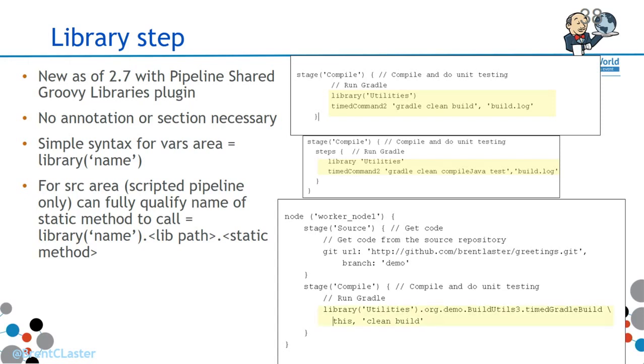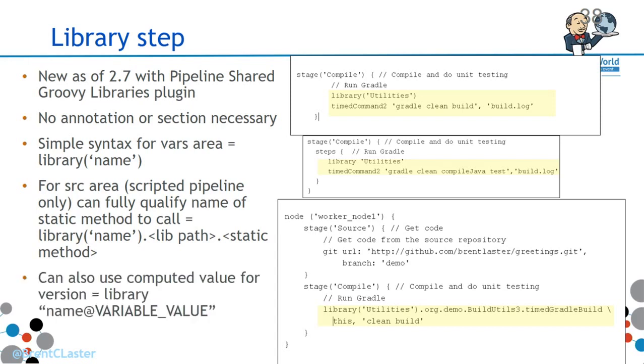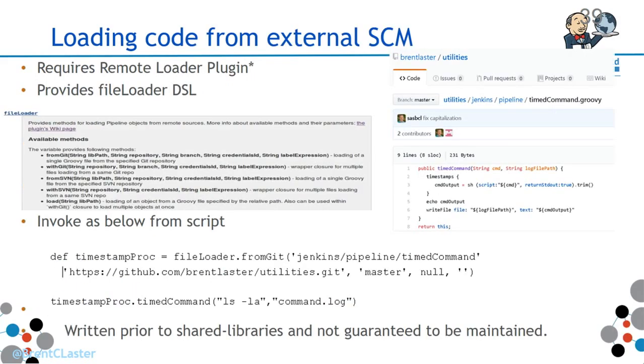You see highlighted at the bottom where I'm doing library utilities, org demo, build utils, time gradle build. You have to be very specific about it, because by the time you call the library step, it isn't put into the class path like it would be if you were using the annotation at the start of the script. Remember again, this is also one where you can use a computed value for the version of your library, if you wanted to do that.